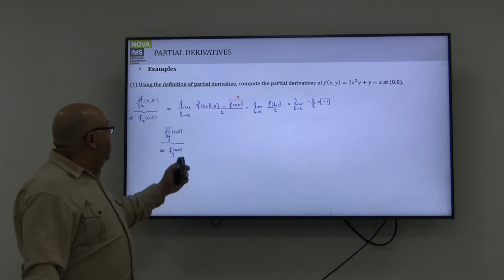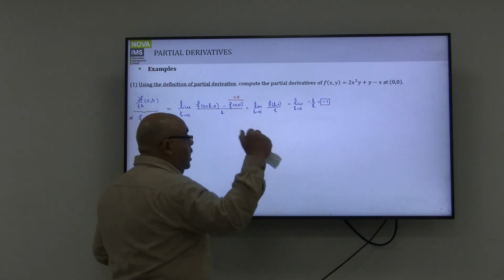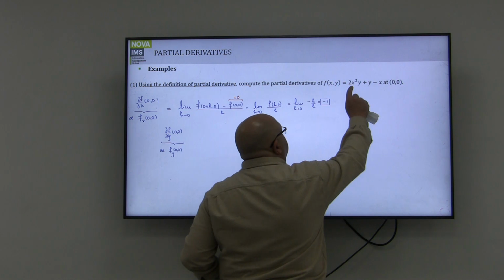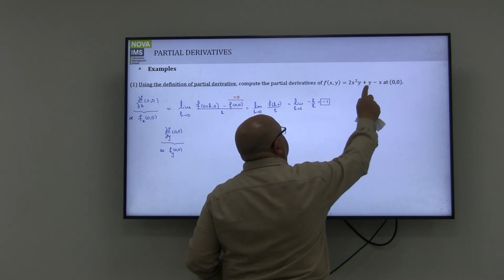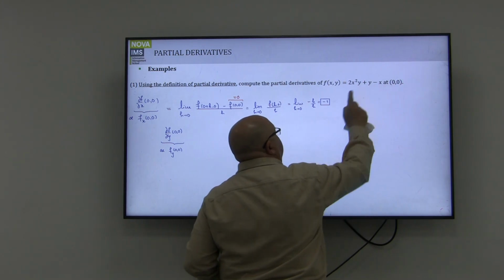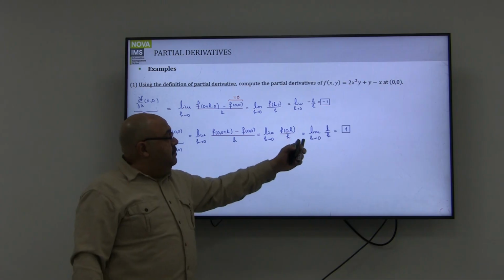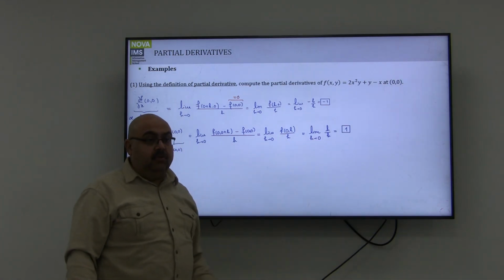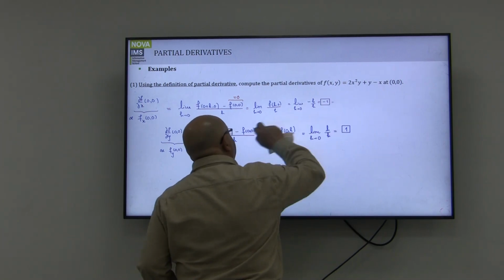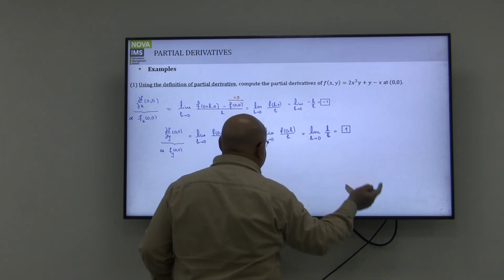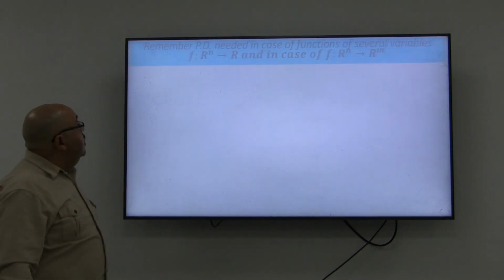In a similar manner, if I want to find partial f, partial y, exactly the same. So come with me. I will have 0 times (0 plus h) plus 0 plus h minus 0. So it's just only h. So it's going to be the limit of h divided by h, as you can see, and the result is equal to 1. So the first partial derivative with respect to x exists and is equal to negative 1. The first partial derivative with respect to y also exists and is equal to 1, as you can see.